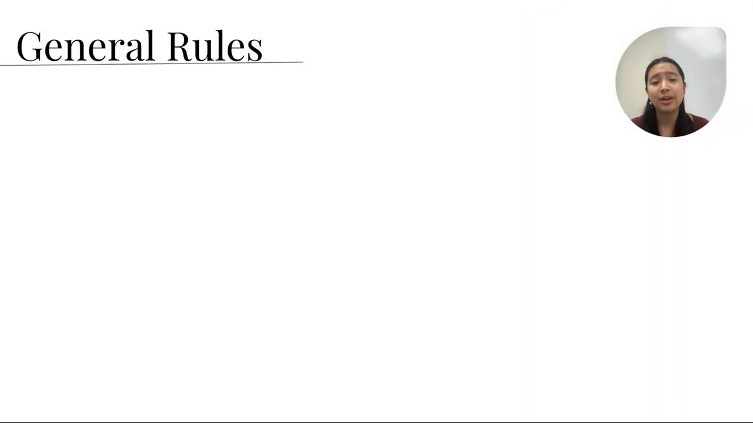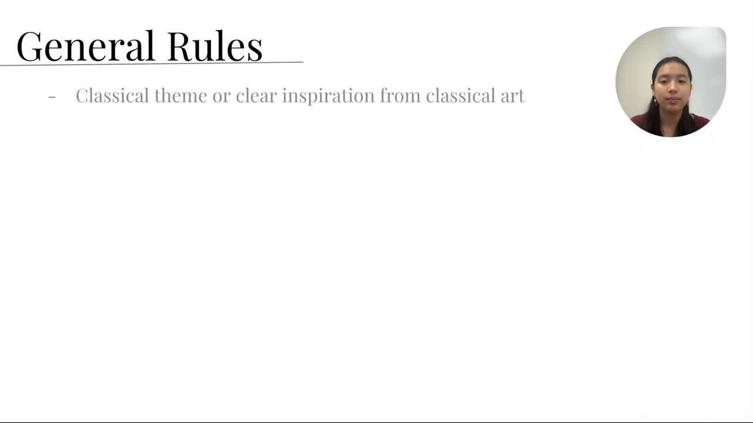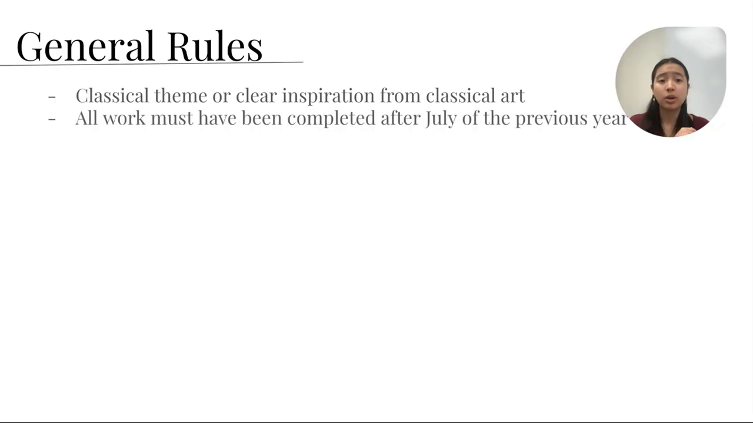As I said before, we have a ton of different categories, but these are just the general rules that we're going to be getting into first. So this applies to all contests. They should have a classical theme or inspiration from classical art. All works must be completed after July of the previous year. Basically, what that means is we want you to start after the last national convention. So for this year, like after our convention.